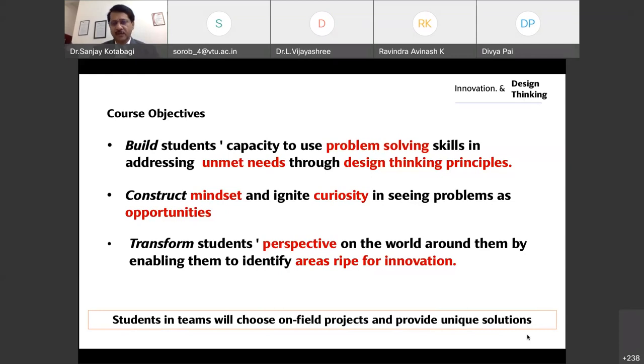So here I would like to take a pause for a few minutes, maybe 1 or 2 minutes. If somebody has anything to share through the chat box on an immediate basis, we can look into the inputs. Otherwise, we can continue.